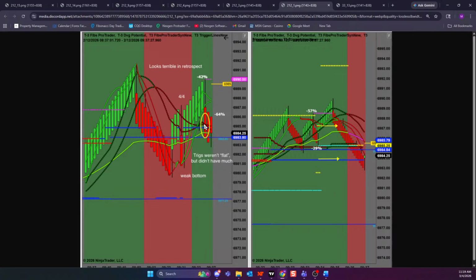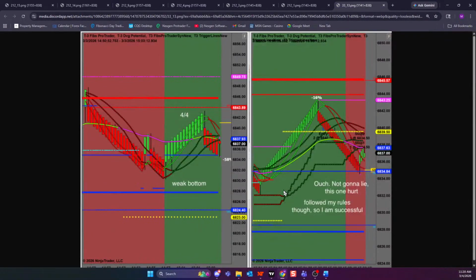So right here, the triggers were up strong. You took your entry and it didn't work. That happens. Cost of doing business. If it was right in the moment, cost of doing business. Triggers up, weak bottom, great entry, doesn't work. Followed your rules, so I am successful. I love that.